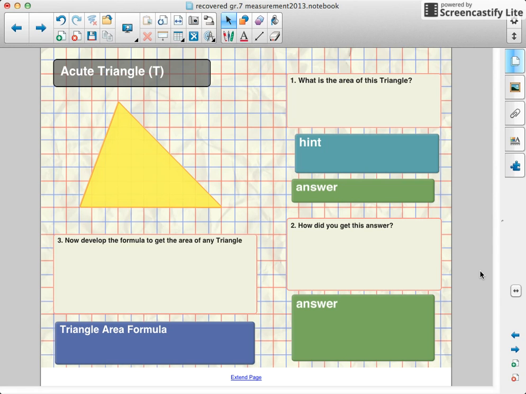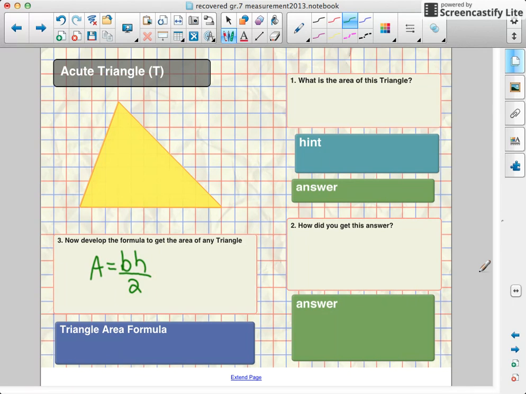We're going to go over the area of triangles in this video, and to do that, we're going to need the formula for the area of a triangle. I'm going to tell you the formula for the area of a triangle, and then we're going to explain why it works. So the area of a triangle is base times height divided by 2.